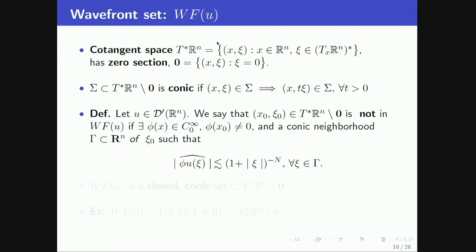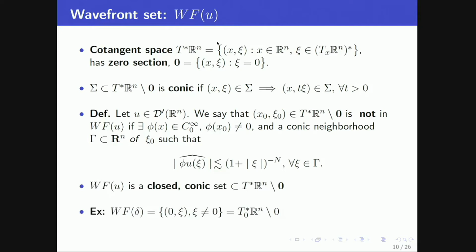Okay, so you're not in the wavefront set if this is true, and everything that's left behind is a closed conic set that we call the wavefront set of u. And a basic example is the delta function, the delta distribution. So if you localize it using a bump function phi, at any point not equal to 0, you get the 0 distribution, whose Fourier transform is, of course, rapidly decreasing in all directions.